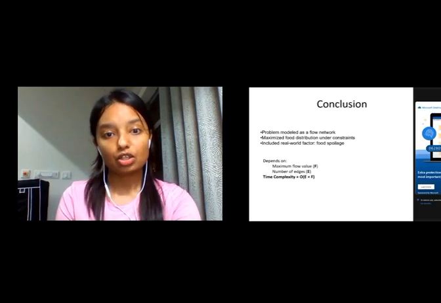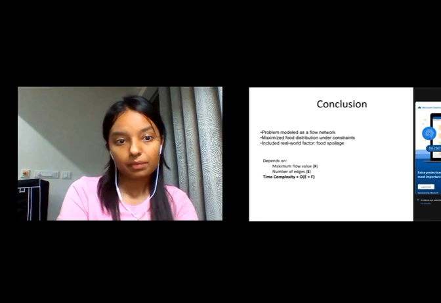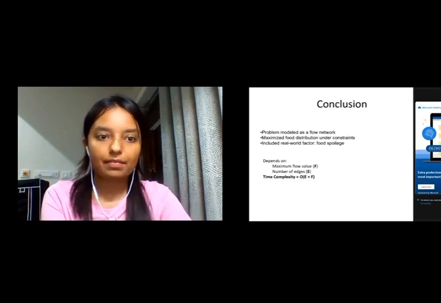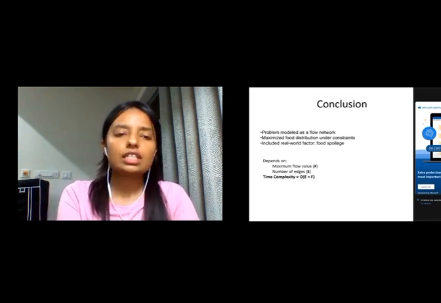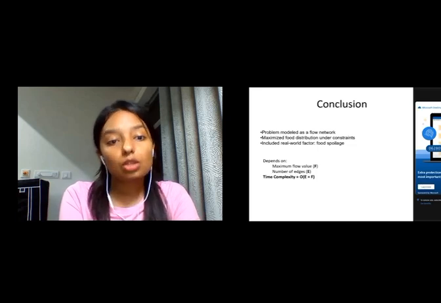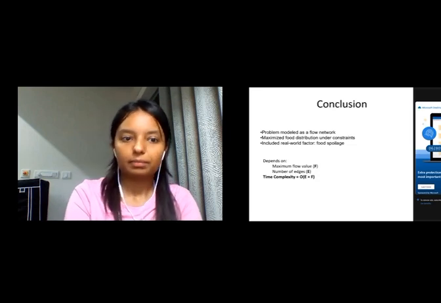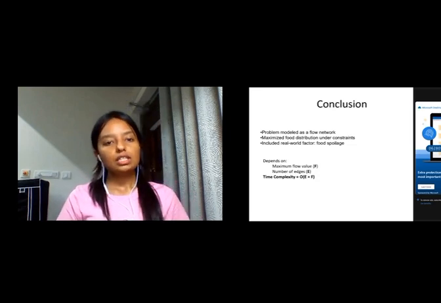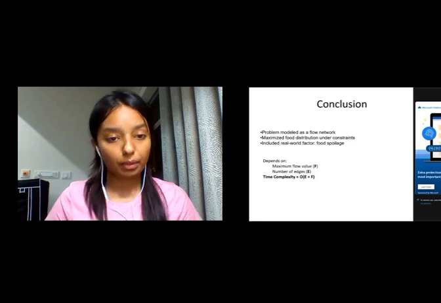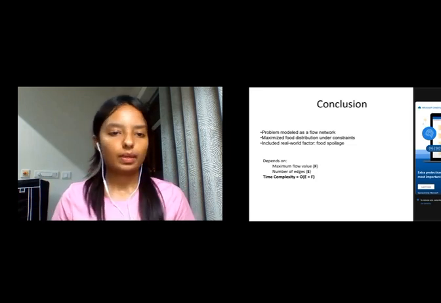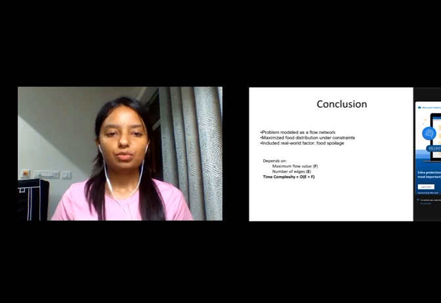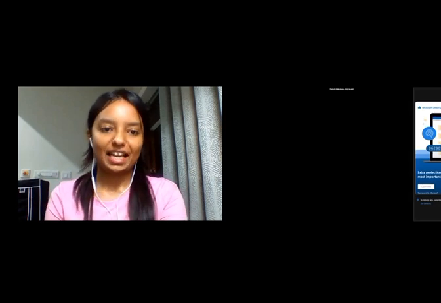The time complexity of Ford-Fulkerson is shown, where E is the number of edges and F is the maximum flow. So this means that the algorithm becomes slower as the network grows or as the flow increases. It can also be solved more efficiently using Edmonds-Karp. So this approach not only solves a mathematical problem, but also provides a structured way to handle real-world resource distribution efficiently. Thank you.